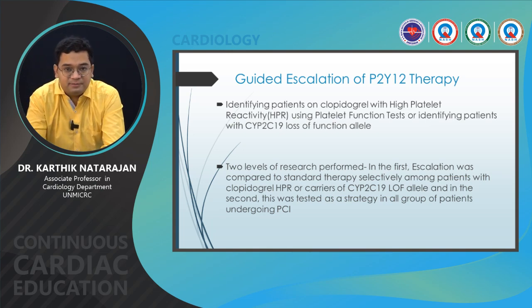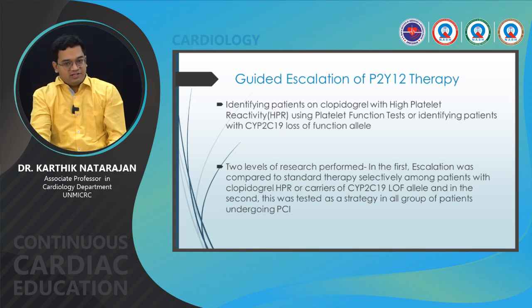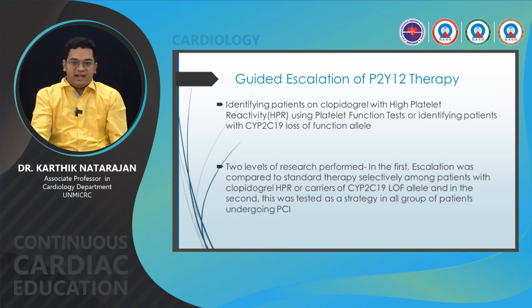Based on this, there are two levels of research which have been performed. In the first, escalation was compared to standard therapy. Suppose you have done PCI in a patient, the patient is on clopidogrel, and the patient has had a MACE event. Now you test the patient for high platelet reactivity, or do pharmacogenomic testing, and you find that the patient has a loss of function allele. After identifying these patients, you escalate the P2Y12 therapy.